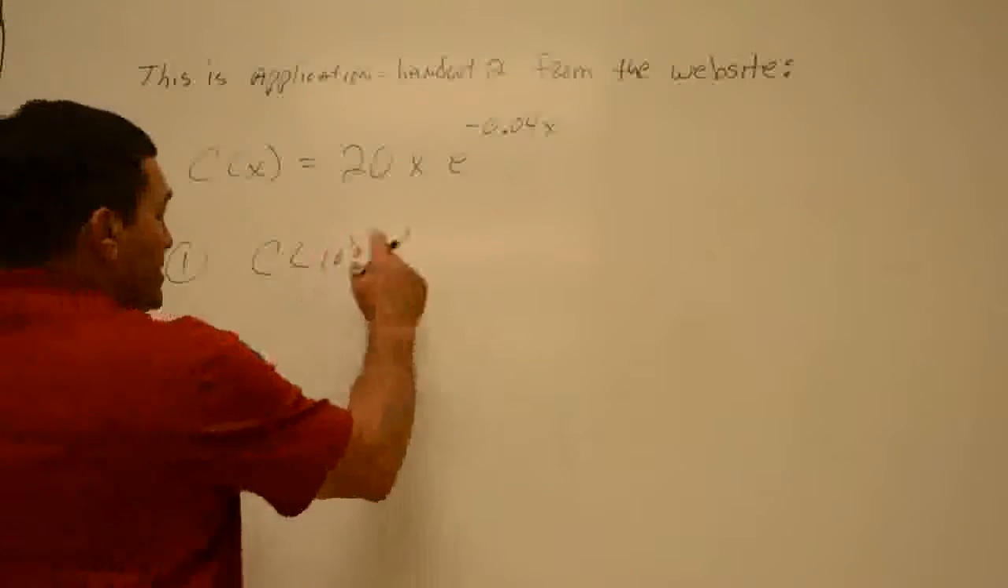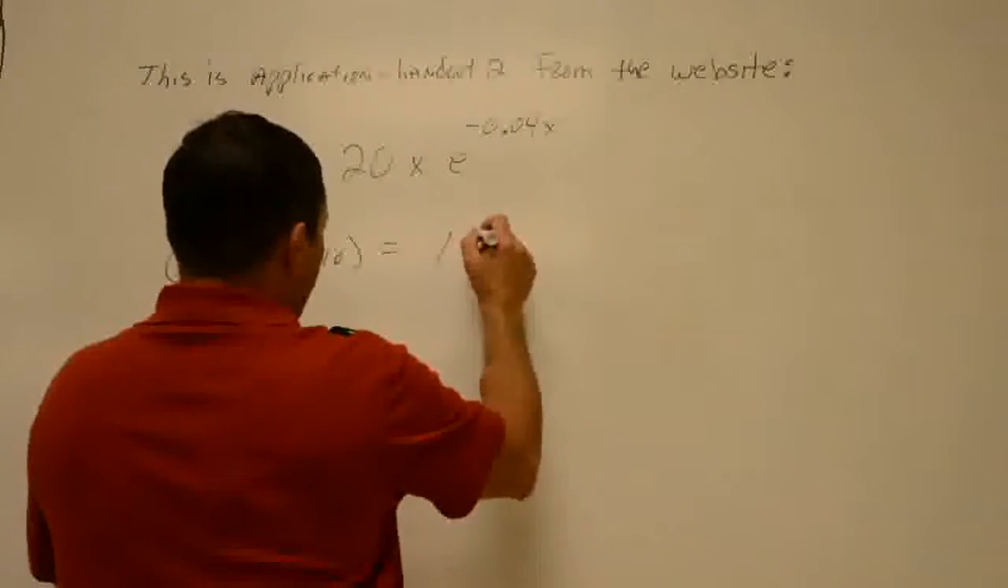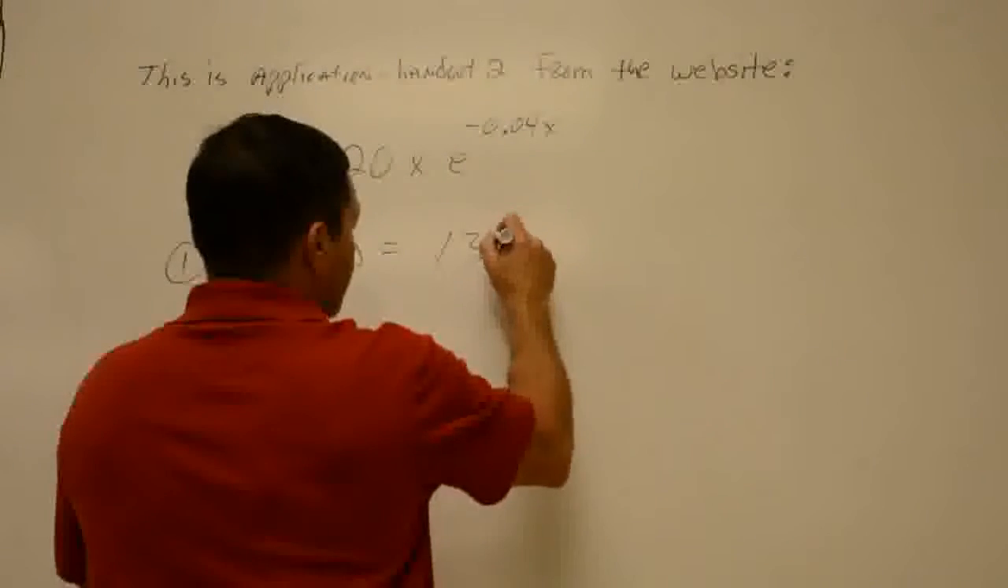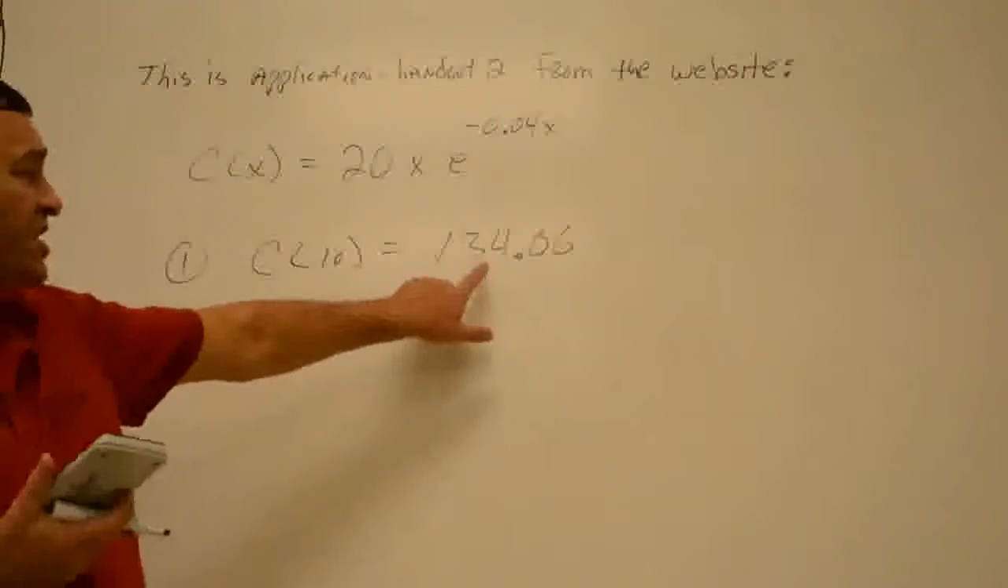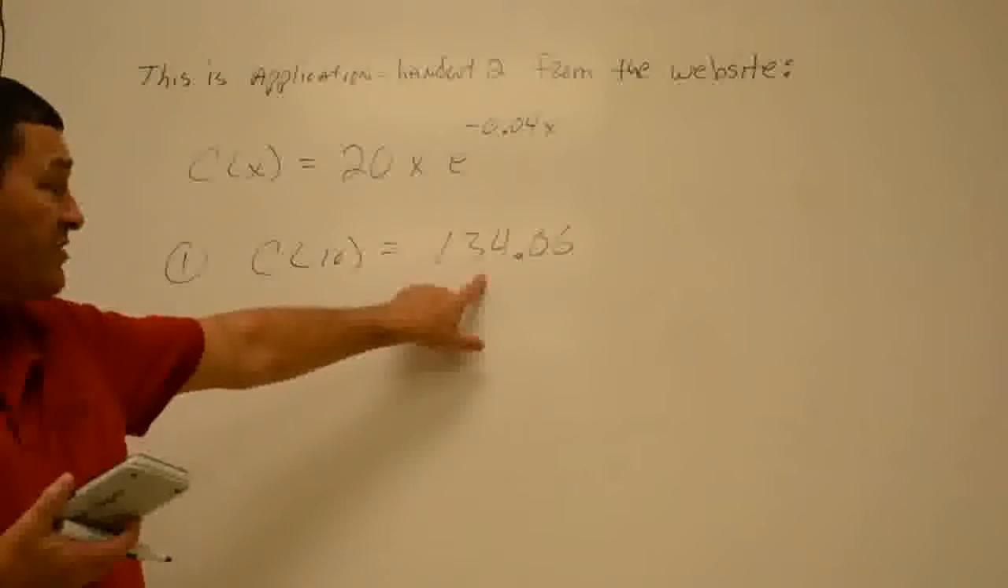Okay, so in 10 minutes, I get 134.06, and just round it off to 2 places, that'd be fine. That's 134 milligrams per milliliter of this drug.